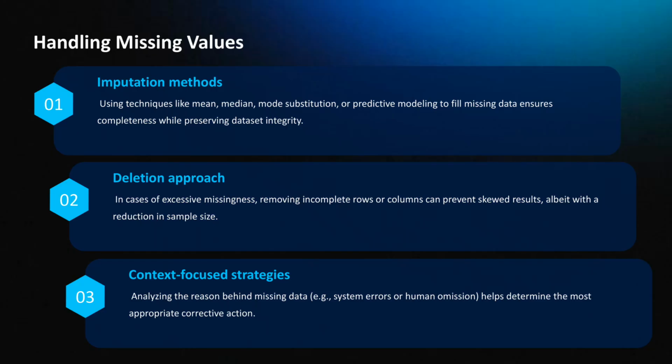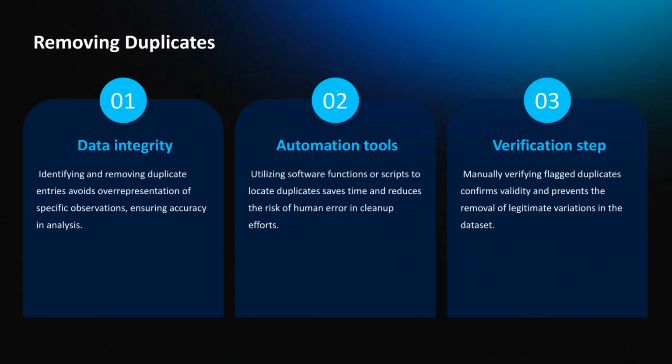Duplicate records can distort analysis if left unchecked, so using automated tools and scripts to detect repeats saves time and reduces human error. After automated detection, a verification step is important to avoid removing legitimate variations. And maintaining strong data integrity practices prevents overrepresentation of specific observations.